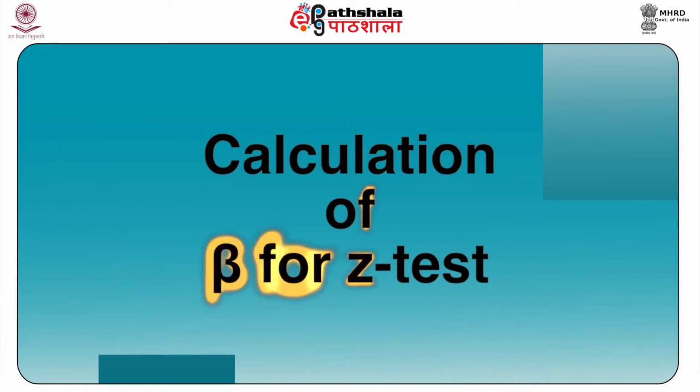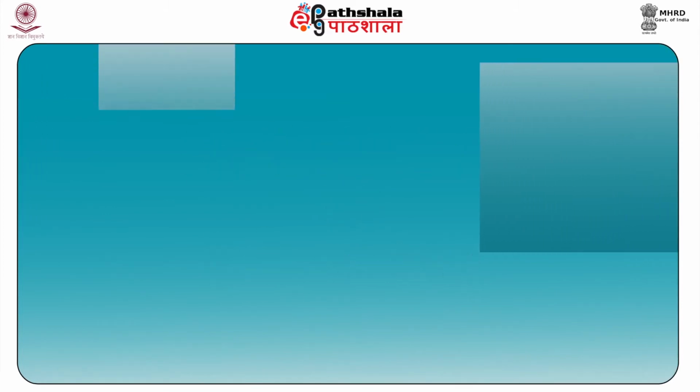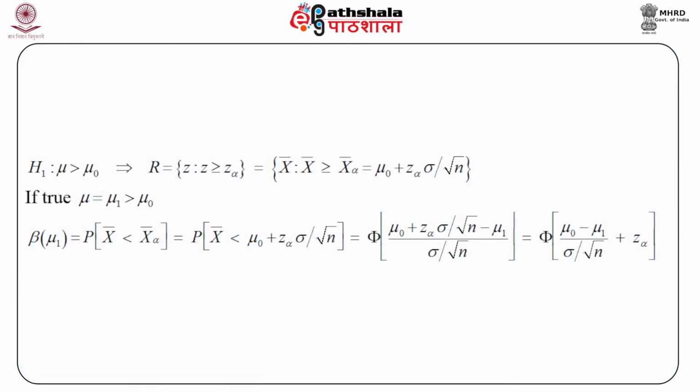How we calculate beta for Z test. Now, in this section, we will find that when the sample is large, n is greater than or equal to 40, or the population is normal with known sigma for any sample size, or when the population is unknown with known sigma but n greater than or equal to 30, we can then use the Z test for single population mean. So our null hypothesis is that mu is equal to mu 0.